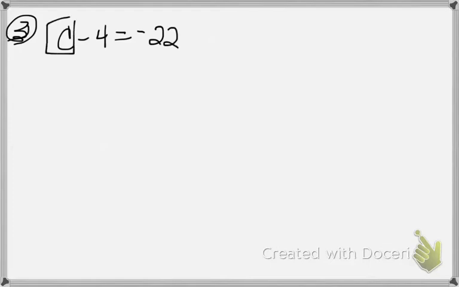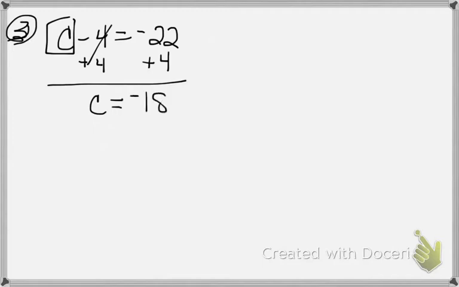Here's my variable. Catchphrase, I want to undo what's been done to C. Well, C has a minus 4. 4 is being subtracted from C. So opposite is plussing 4 or adding 4 or positive 4. All means the same thing. That cancels them out. You now have C all by itself because you want to solve for the variable. And negative 22 and positive 4 make negative 18.